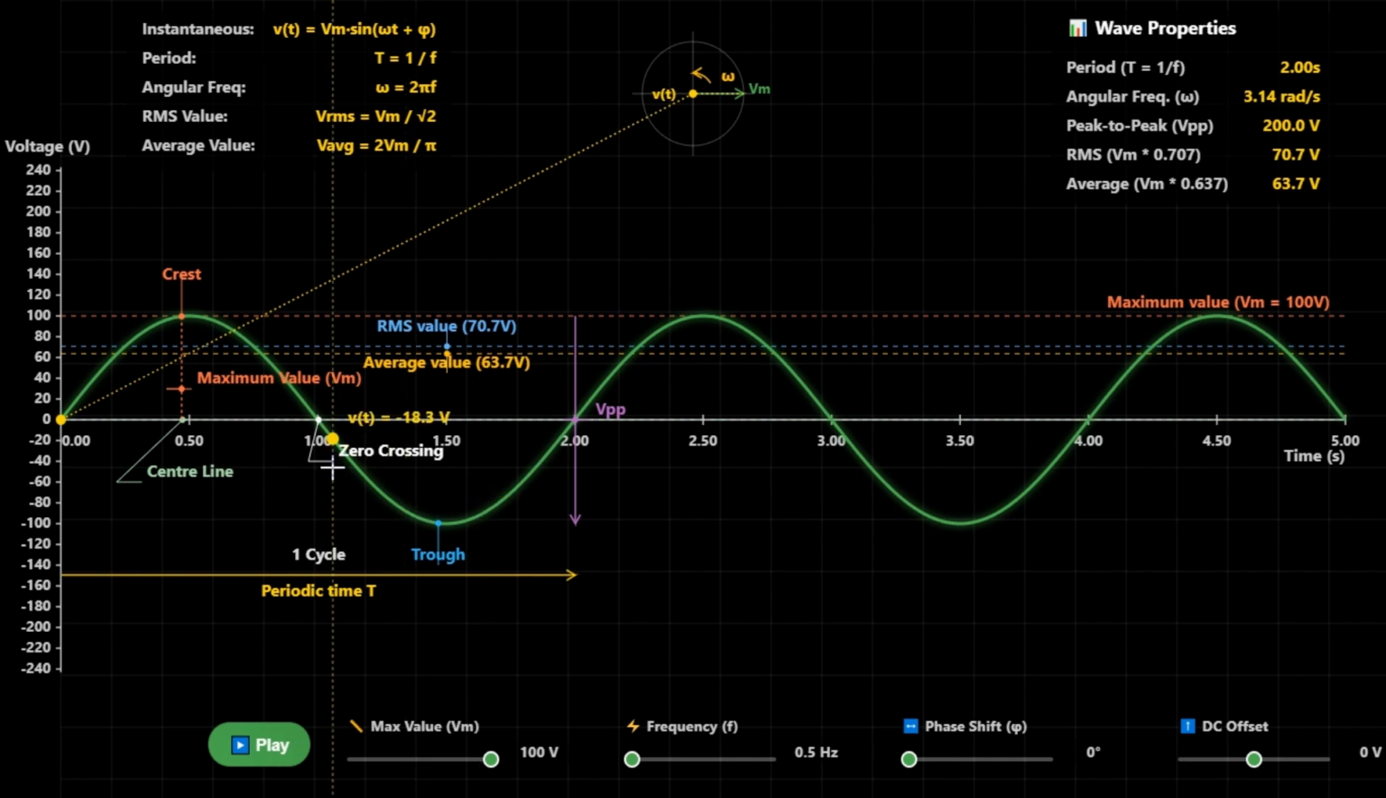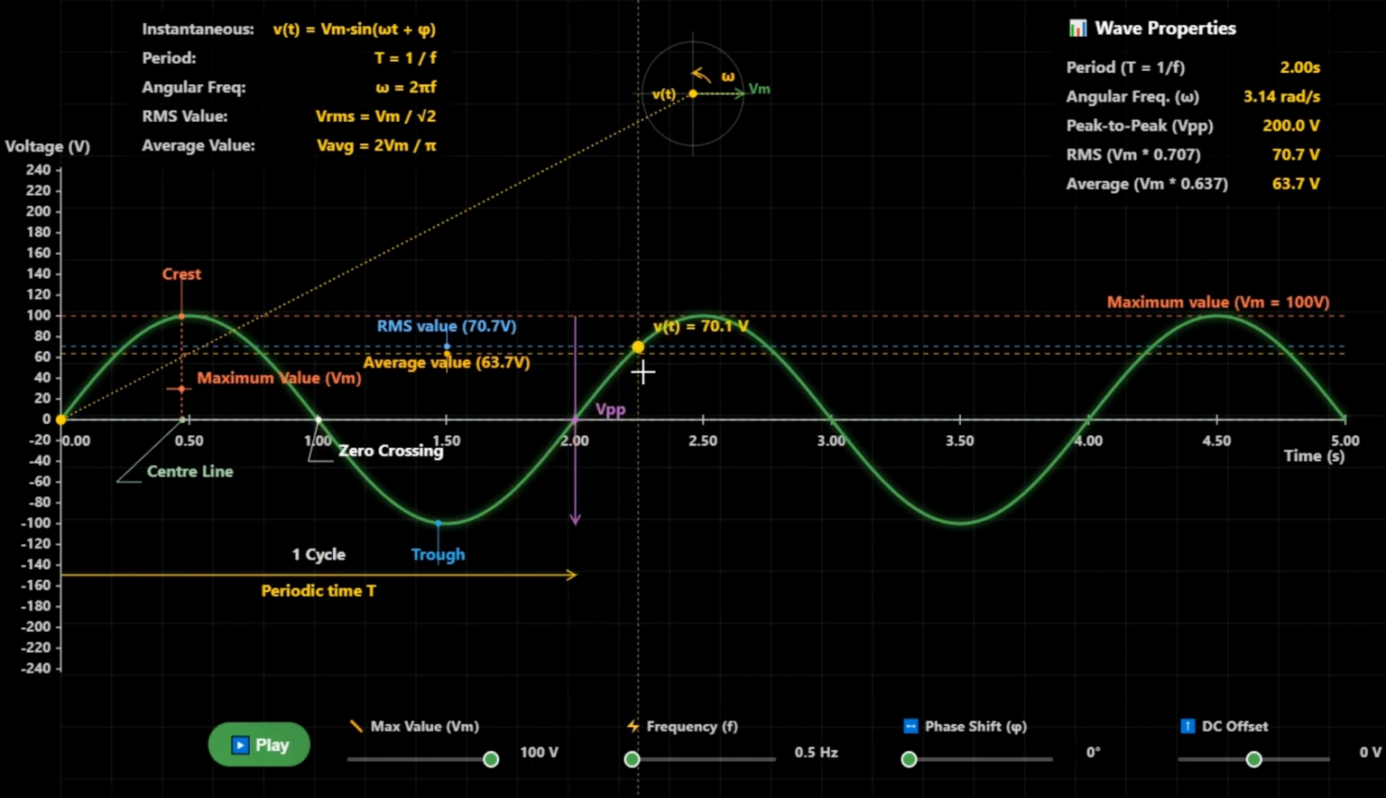Then next is 0 crossing. Here we can see this is a 0 crossing for this waveform. Again, this is also 0 crossing, this is also 0 crossing. So what is meant by 0 crossing? The point where the wave crosses the center line is called 0 crossing and its value is equal to 0. It is important for signal processing, timing circuits and detecting phase shifts.